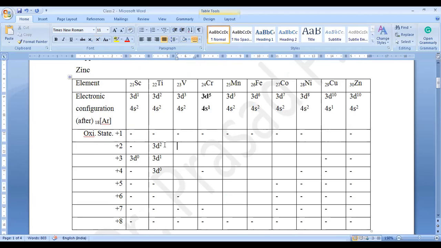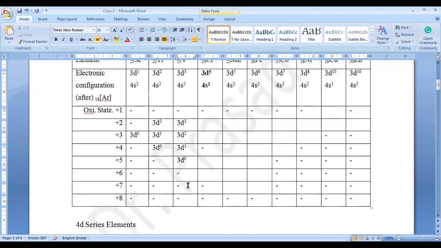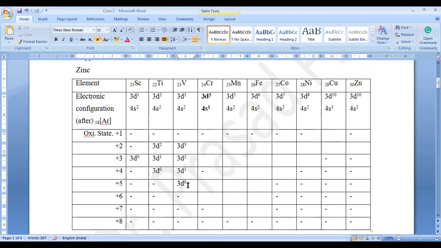Vanadium can also form 3d2, 3d1, 3d0. So it can lose 2 electrons, then it becomes 3d3. That means plus 2 oxidation state. When it loses 3 electrons, it becomes 3d2, that is plus 4, 3d1, plus 5, 3d0. All are possible electronic configurations or possible oxidation states of vanadium.